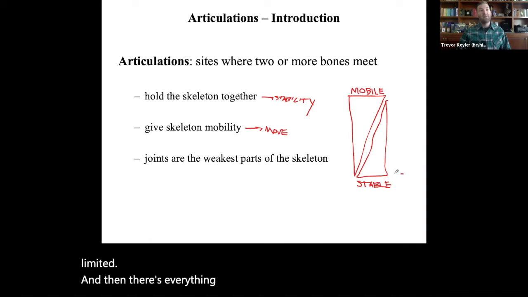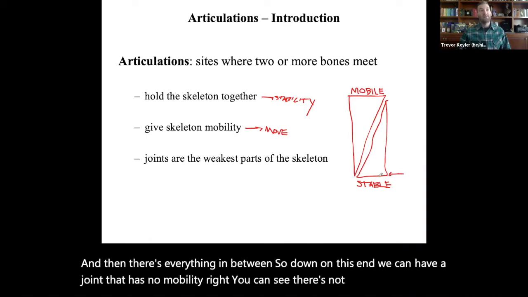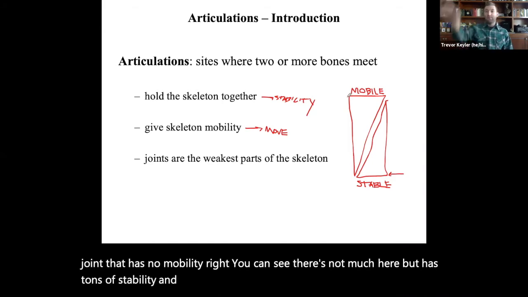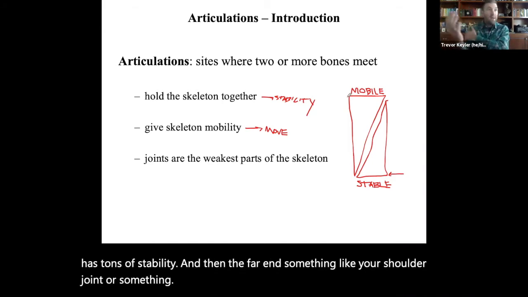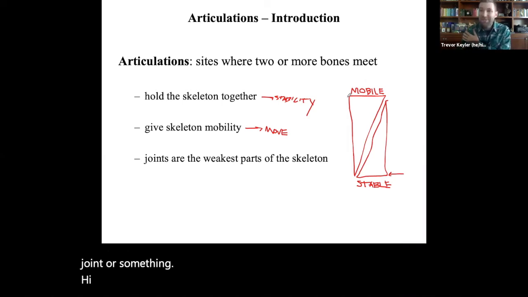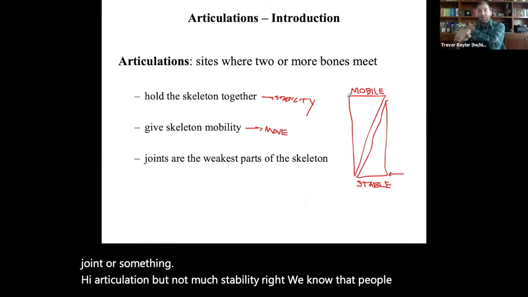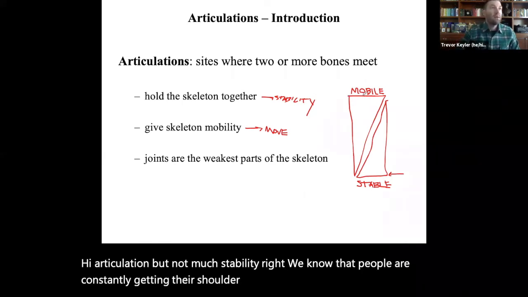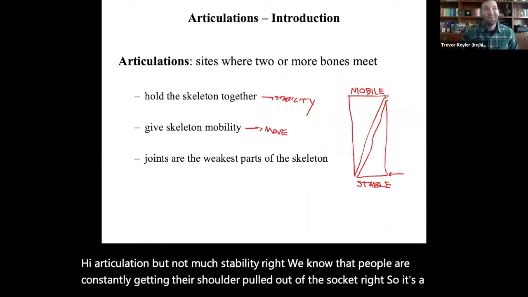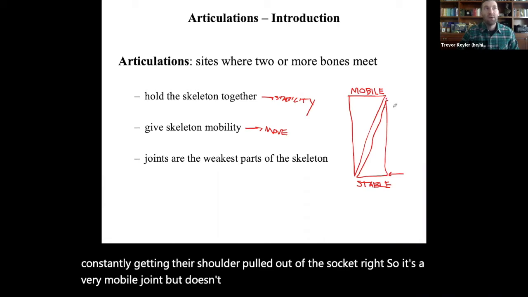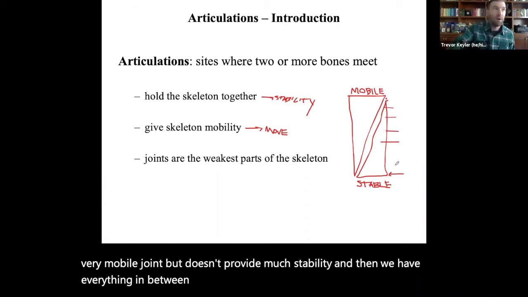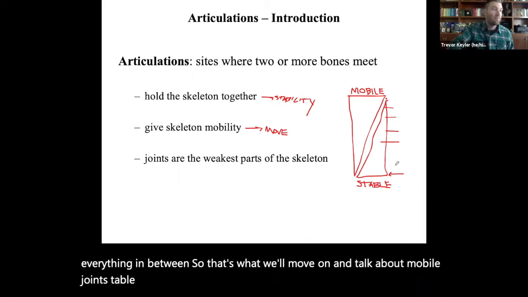So down on this end, we can have a joint that has no mobility, right? You can see there's not much here, but has tons of stability. And then the far end, something like our shoulder joint. High articulation, but not much stability, right? You know that people are constantly getting their shoulder pulled out of the socket, right? So it's a very mobile joint, but doesn't provide much stability. And then we have everything in between. So that's what we'll move on and talk about. Mobile joints, stable joints, and everything in between. Okay.